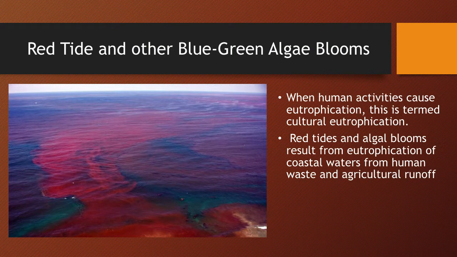Algal blooms are an excellent example of cultural eutrophication. When human activities greatly accelerate eutrophication, we call this effect cultural eutrophication. Cultural eutrophication is caused mainly by increased nutrient input into a water body.